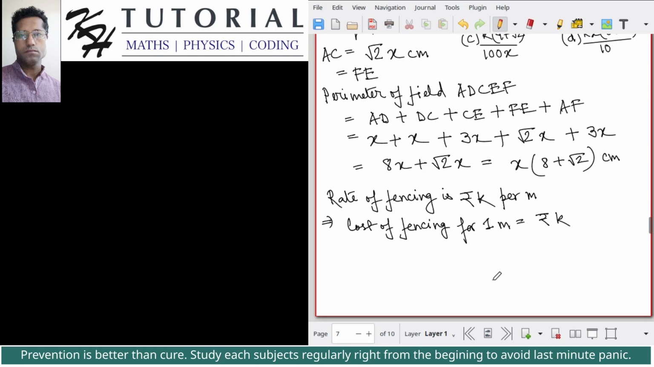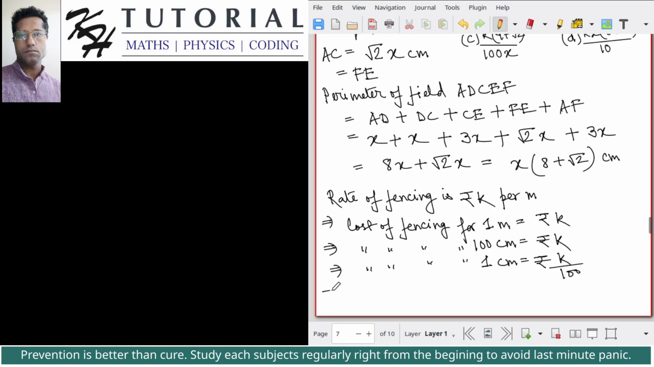Using unitary method, I am trying to convert the rate as per centimeter. The rate is given as rupees K per meter. I need to convert this rate as what will be the rate per centimeter. So the cost of fencing for 1 meter is rupees K. This implies that cost of fencing for 1 meter is equal to 100 centimeter. 100 centimeter is equal to rupees K. So this implies cost of fencing for 1 centimeter will be equal to rupees K by 100.